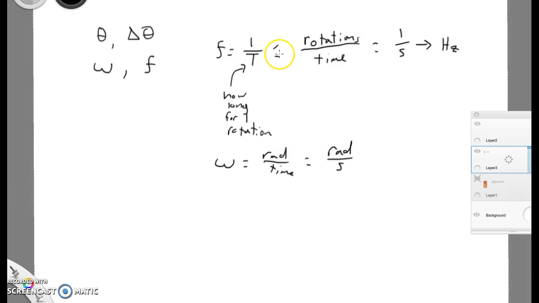Okay, there's also one more equation I want to show you, and it's that the angular velocity is equal to 2 pi times the frequency. Okay, it's also equal to 2 pi over the period. And so we'll get into these equations a little bit as we go.